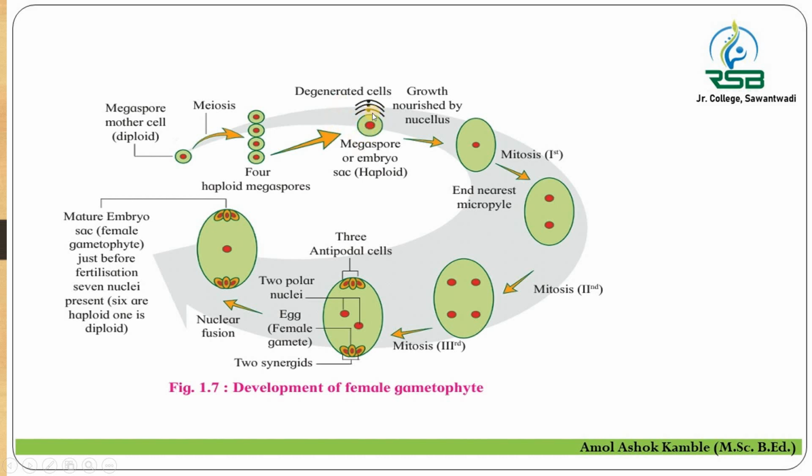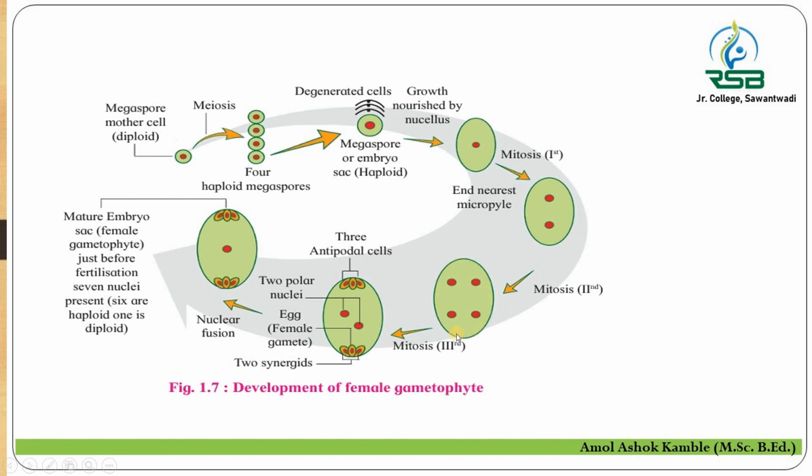There are 3 mitotic divisions that take place in relation with this functional haploid megaspore which is present towards the chalazal side. Here the result of the first mitotic division is the formation of a two nucleated embryo sac. It is first and it is second. Then that two nucleated embryo sac undergoes second mitotic division. So it gives rise to the 4 nucleated embryo sac, 1 2 3 4.